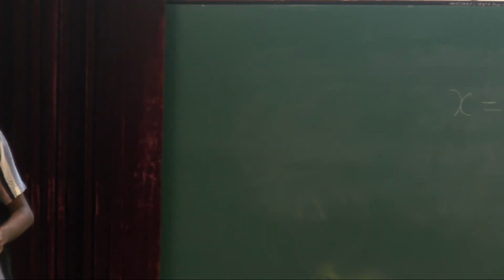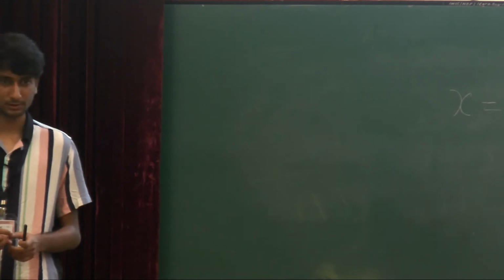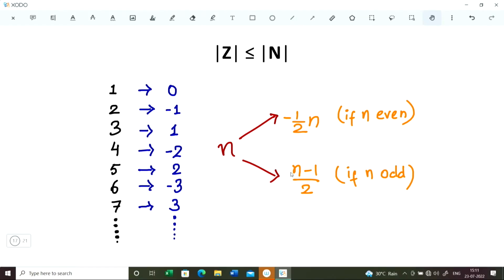So now let's come to this result. And here I am saying that the cardinality of the set of integers cannot be more than the cardinality of the set of natural numbers, because we can list them. And kind of this was the surprise I was talking about. Can you understand the argument?